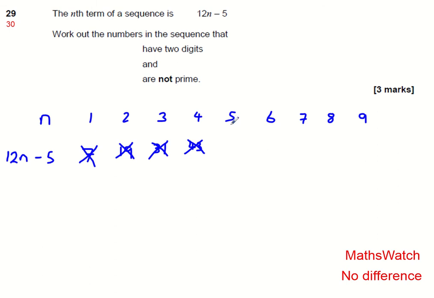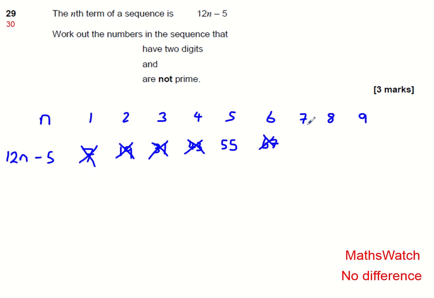12 times 5 is 60, minus 5 is 55. Now that has 2 digits, it is not a prime number. There's the first number that is going to be part of our answer. Carrying on. 12 times 6 is 72, minus 5 is 67. 67 is a prime number, therefore we're not going to include it.